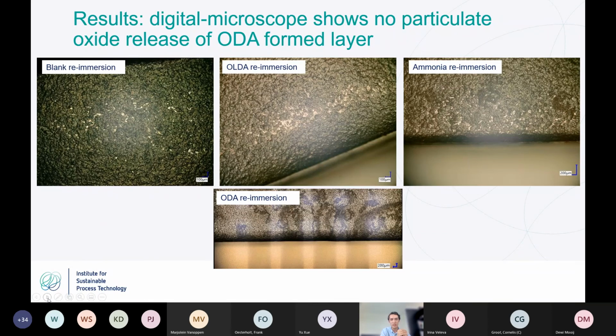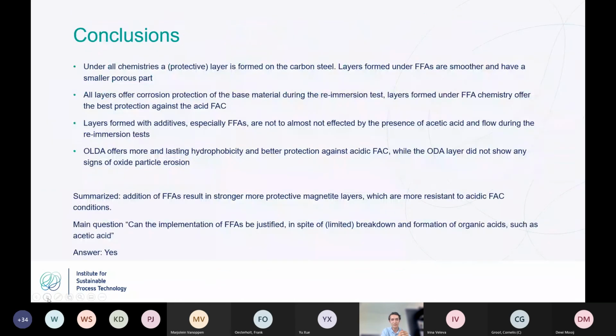The darker part is the magnetite, and the gold shiny parts might indicate the steel underneath. This could also be seen for the OLDA with re-immersion and ammonia with re-immersion. None of this could be detected with the ODA after re-immersion. So now we have examined the layers with a lot of different methods. Now it's time to conclude in the next slide.